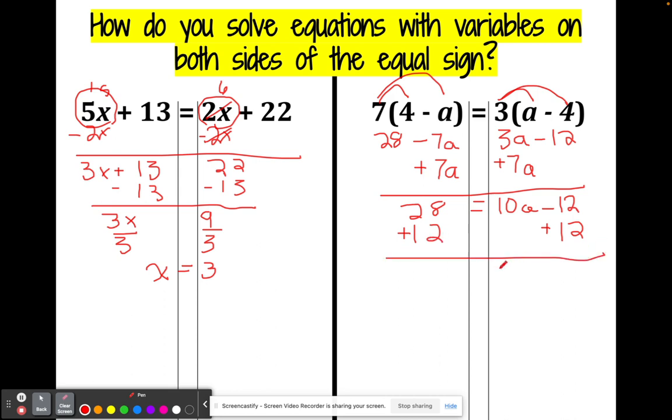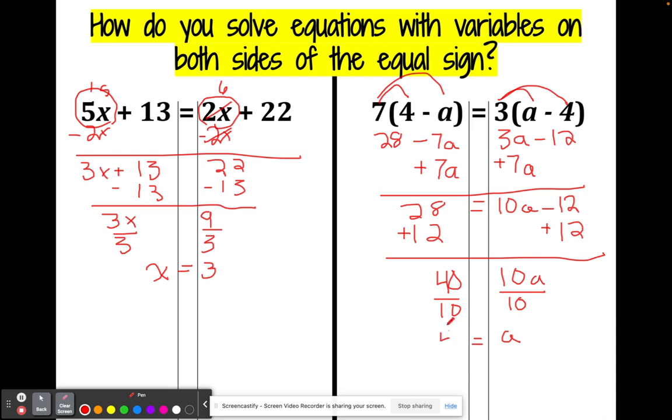And 10a equals 40. Divide by 10. And my a should equal 4.